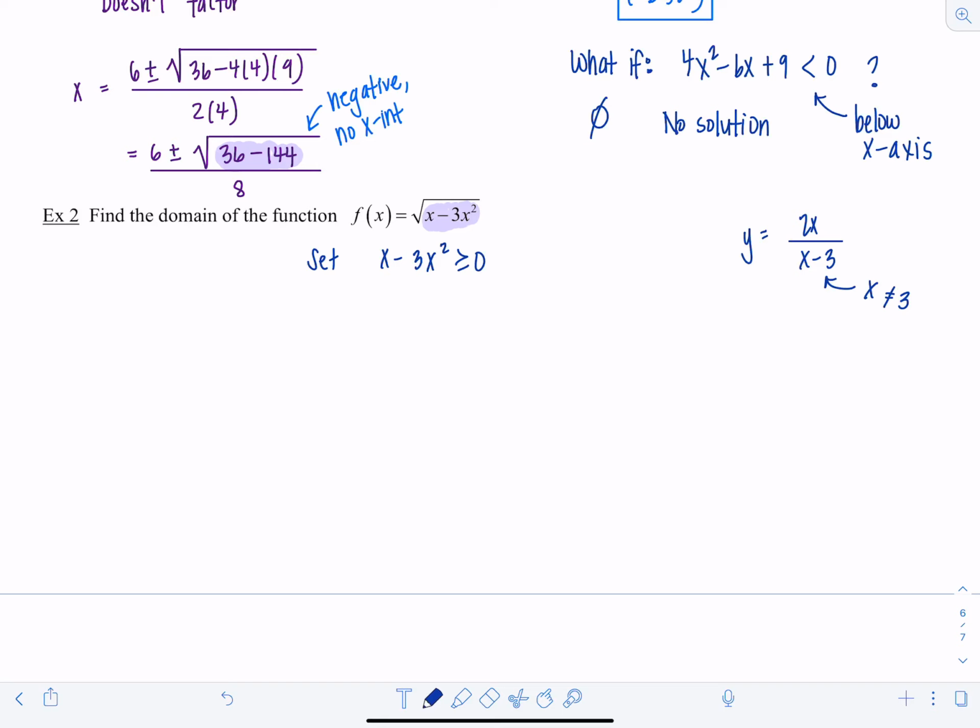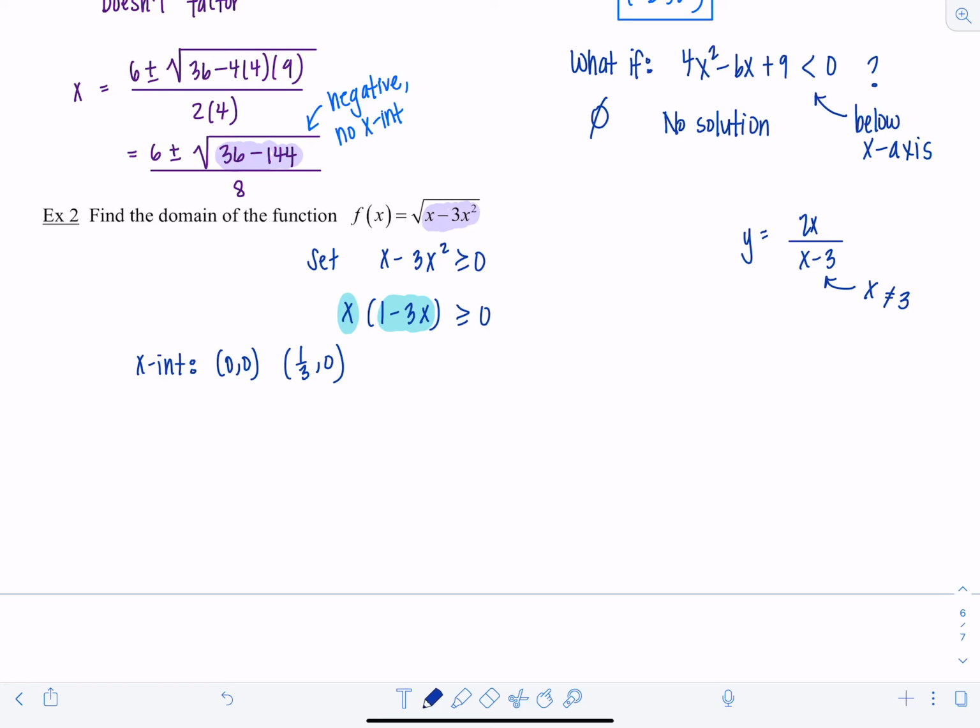Oh, well, look, this is a quadratic inequality. So let's go ahead and solve it the way we've been working out the past few examples. Can I factor? Yes, I can take out an x, and then I have 1 minus 3x is greater than or equal to 0. So what are the x-intercepts? Can you tell? So this x means that 0 is an intercept. And then 1 minus 3x, that means x equals 1/3 is going to be an intercept.